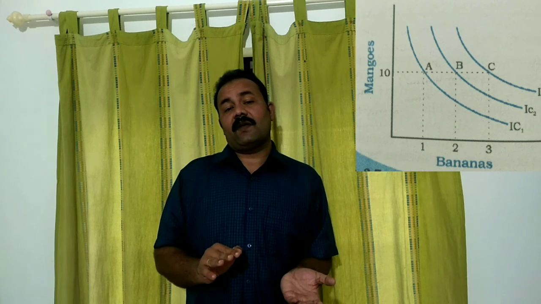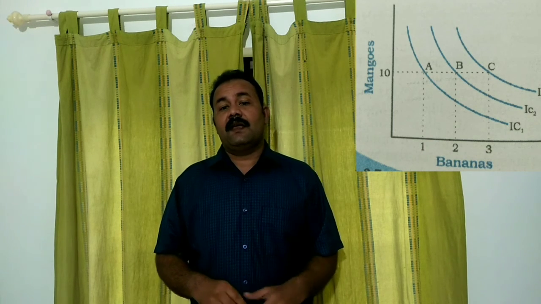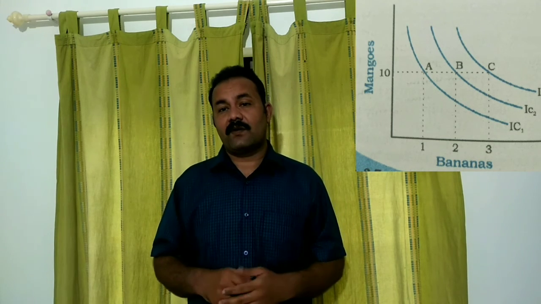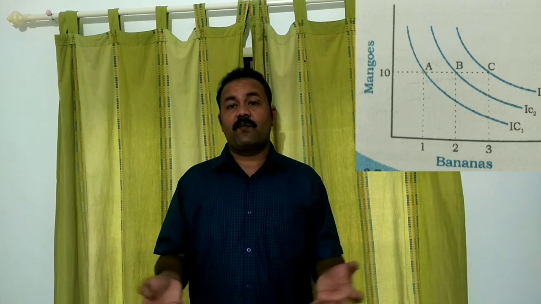Then in the case of combination C, he can use 3 units of bananas and 10 units of mangoes. At that time he is consuming more goods, so satisfaction increases, and the indifference curve will shift upward. Here we can see that when consumption increases, satisfaction will increase. As a result, the indifference curve will shift upward. So higher and higher levels of indifference curves represent higher and higher levels of satisfaction.